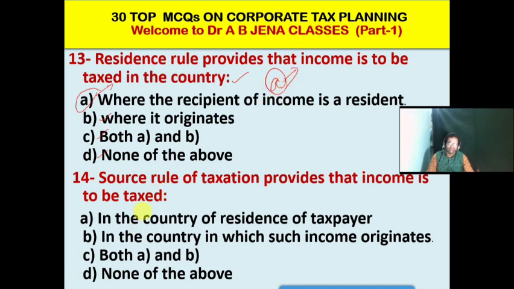So next MCQ. Source rule of taxation provides that income is to be taxed A. In the country of residence of the taxpayer, B. In the country in which such income originates, C. Both A and B, D. None of the above. Friends, B is the right option. Source rule of taxation provides that income is to be taxed in the country in which such income originates. So B is the right option for this MCQ.